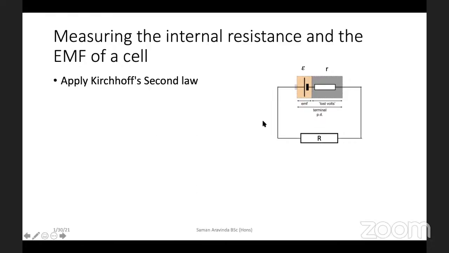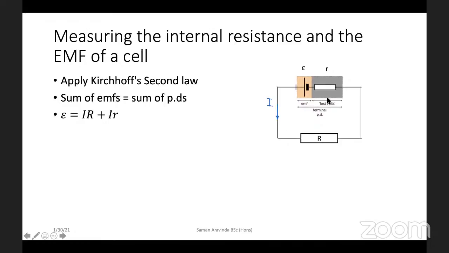If you apply Kirchhoff's law, the sum of all EMFs is equal to the sum of potential drops. So epsilon is equal to what? Let me draw the current through the circuit. Say there is a current I passing through the circuit. The epsilon, the energy given from the battery, is dissipated through the fixed resistor, which is the load resistor, as well as the internal resistance.